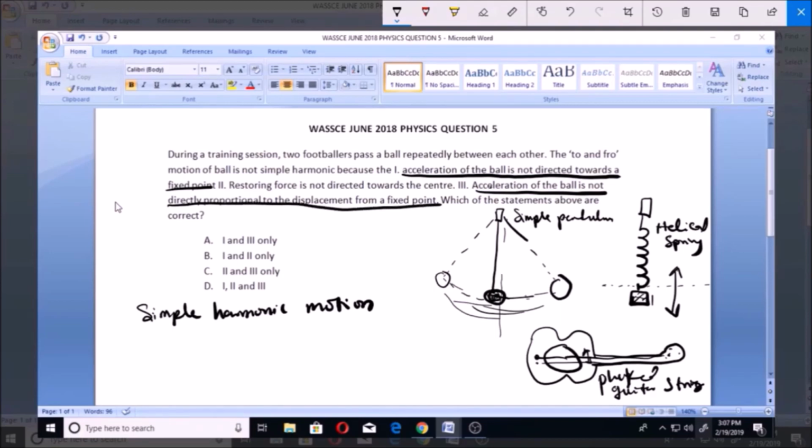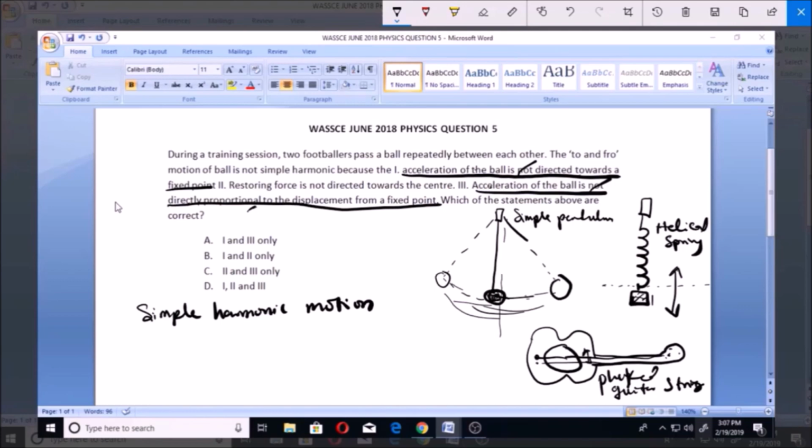So these are the two things that can make something a simple harmonic motion, whether it is proportional to the displacement, or when the acceleration of the ball is not directed towards the center. So for the simple harmonic motion, the acceleration has to be directed. So if you are talking about simple harmonic motion, this knot and this knot here should not be there, but actually these are the things considered.